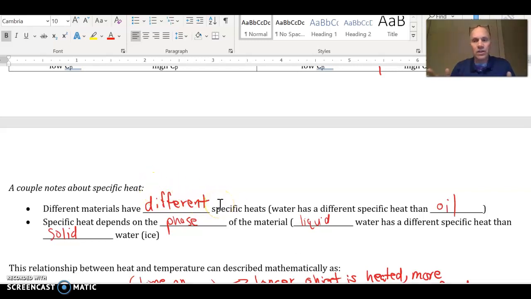So first of all, let's recall what specific heat is. It's the amount of heat that you have to put into something to get 1 gram of that material to rise by 1 degree Celsius. One really quick thing to remember is water has a very high specific heat.